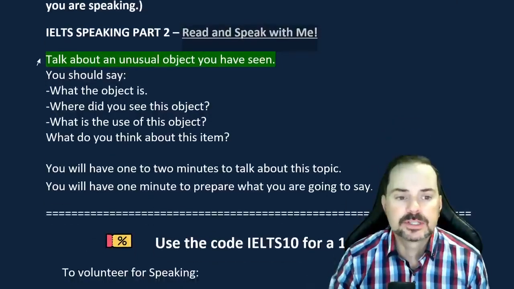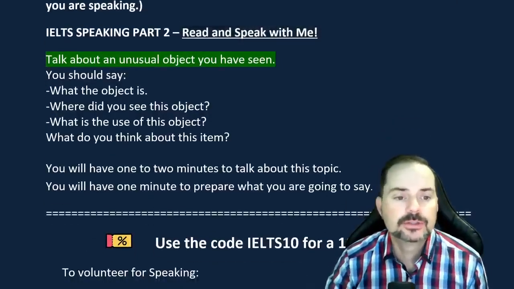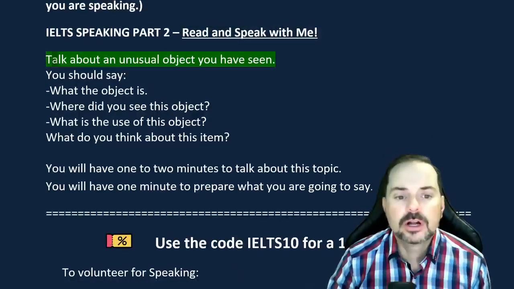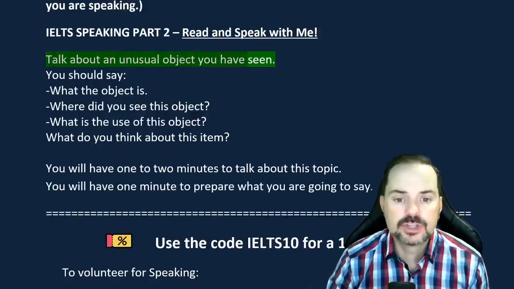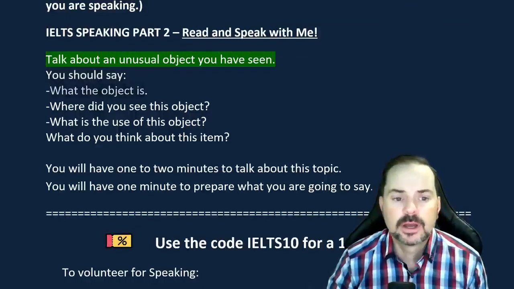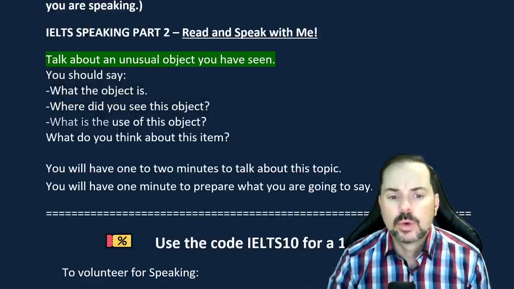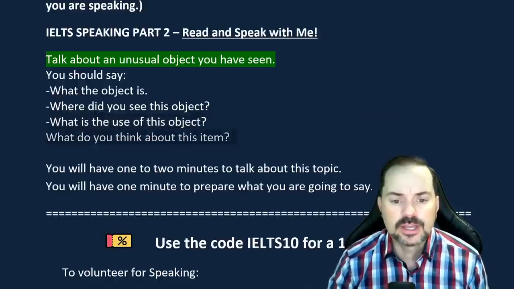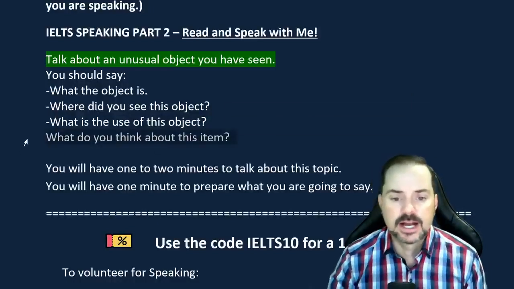Repeat me. Copy what I say, all right? So let's go from the top here. 3, 2, 1. Talk about an unusual object you have seen. You should say what the object is. Where did you see this object? What is the use of this object? What do you think about this item?